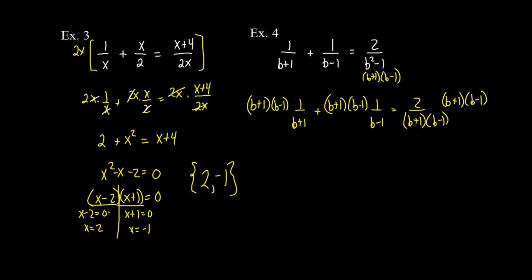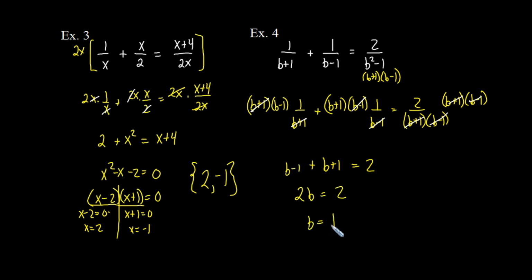So you can see that the b plus 1s will cancel. We're left with b minus 1 in the first term. The b minus 1s will cancel, and I'm left with b plus 1 in the second term. Both cancel on the right-hand side, left with equals 2. That will give us 2b is equal to 2, b is equal to 1.